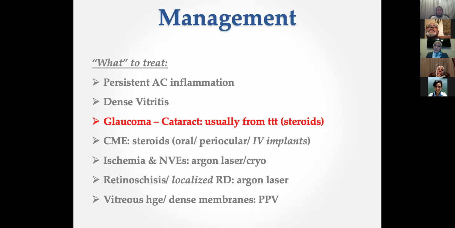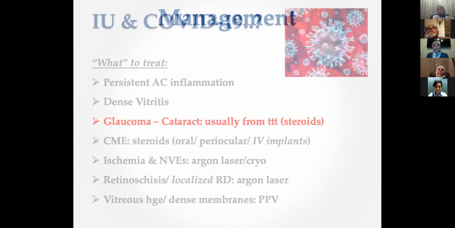We treat persistent AC inflammation to avoid cataract and glaucoma. We treat cases with dense vitritis due to blurred vision. We treat cases that have glaucoma and cataract, which are usually from the treatment with steroids, and cystoid macular edema, because this is the main cause of diminution of vision. We treat cases of ischemia, retinoschisis, as well as vitreous hemorrhage.